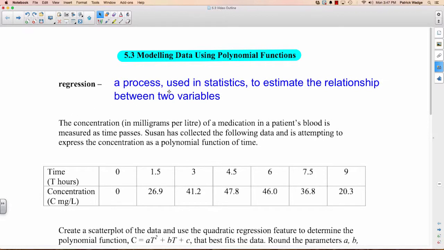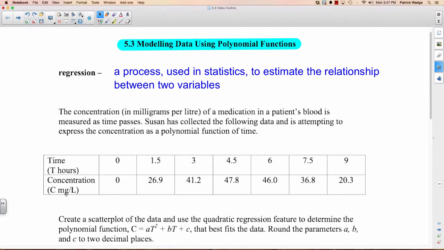It's a process used in statistics, which is a branch of mathematics, to estimate the relationship between two variables. So for example, in this first question here, we're going to be looking at time and concentration, and we want to know what's the relationship between time in this question and concentration in this question.